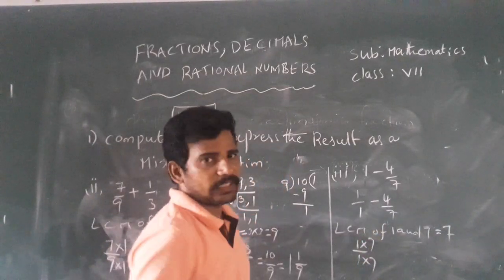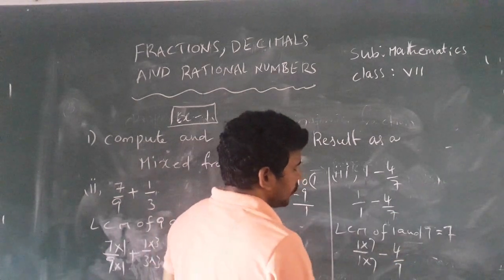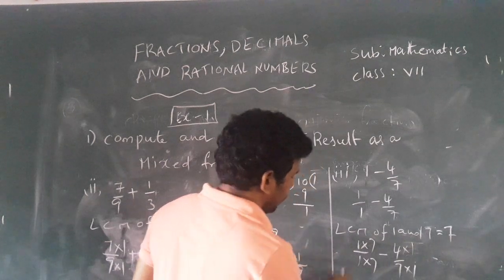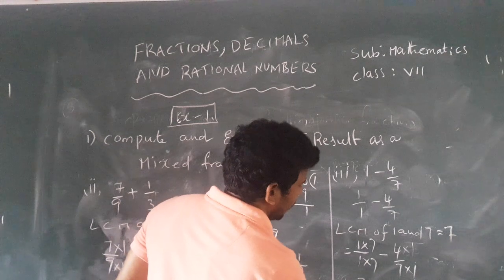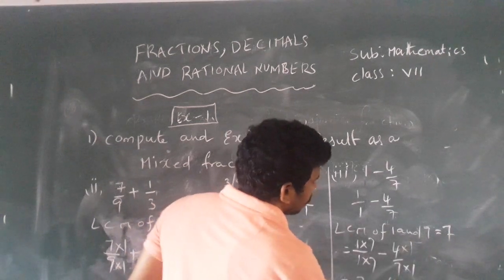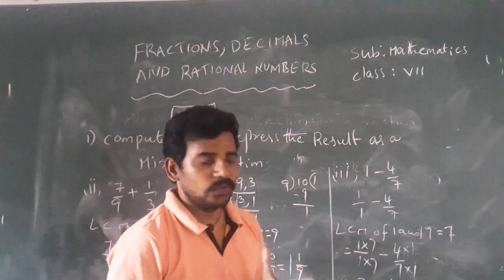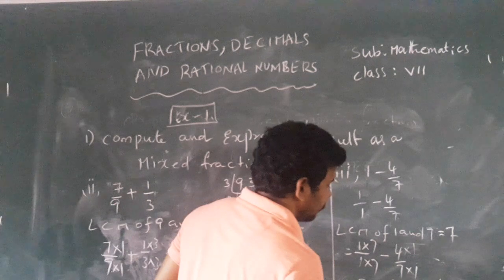In the middle, which symbol is given? Minus. Now bring down 4 by 7. This 7 in 7, how many times? 1 time. Now 1 7 is 7, 1 7 is 7 minus 4 1 jar 4, 7 1 is 7. Now subtract the numerators. 7 minus 4 by 7.